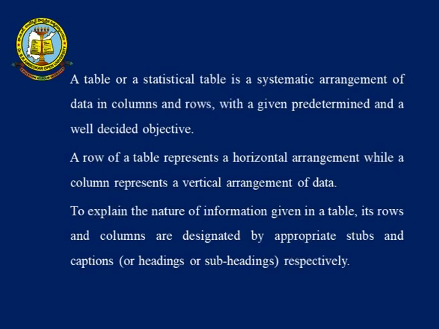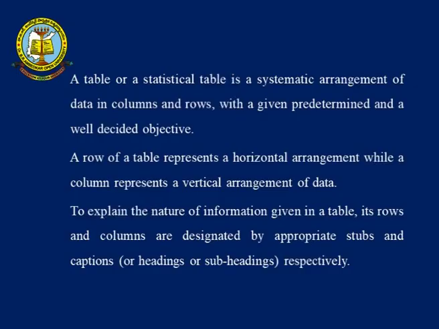According to statistics, a table or a statistical table is a systematic arrangement of data in columns and rows with a given, predetermined and well-decided objective. A row of a table represents a horizontal arrangement, while a column represents a vertical arrangement of data.